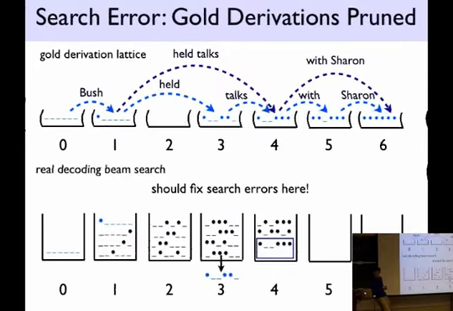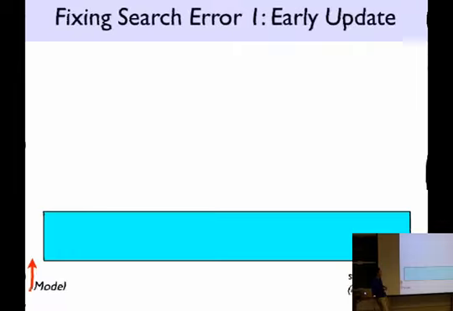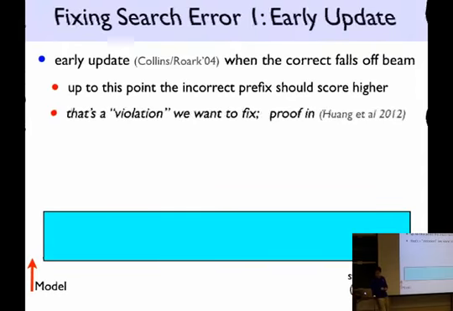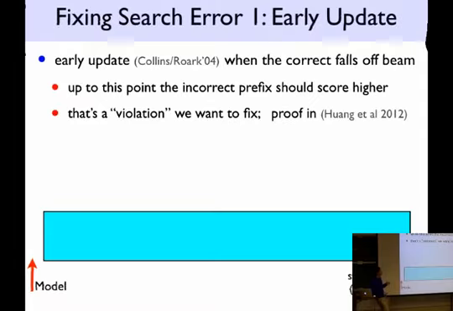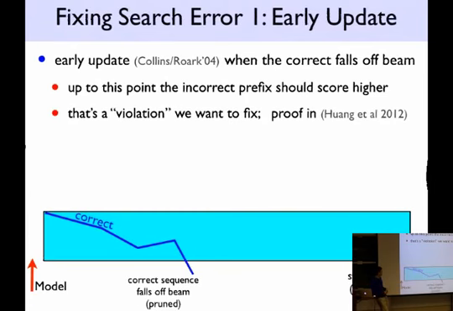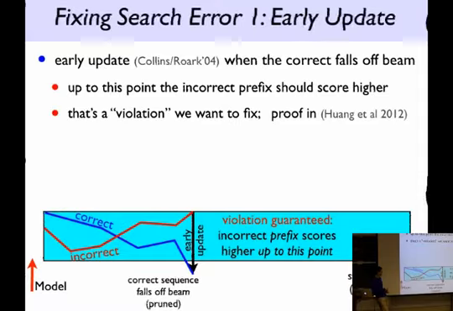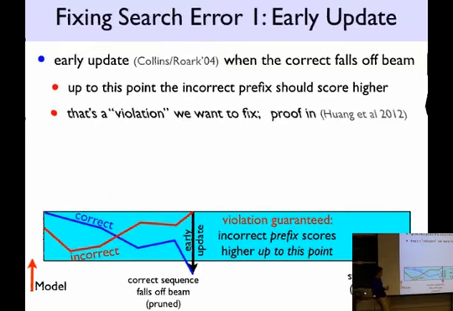Okay? And how do we fix search errors? Well, there is something called early update from Collins and Roark. The basic idea is very intuitive. You should fix search errors when the correct derivation, the correct prefix, falls off the beam. For example, this is the correct or gold prefix. It falls off the beam at, say, step 5. And you should say stop and update. You would do this update, called early update, from the best incorrect prefix at step 5 towards the correct prefix at step 5, right? And you would skip the rest of the sentence.